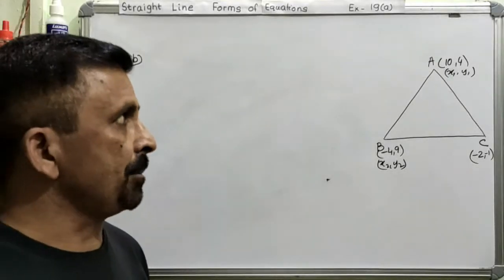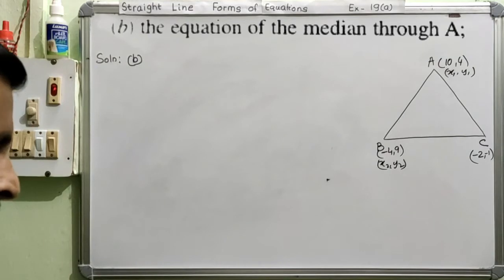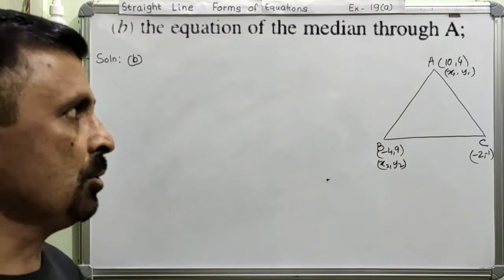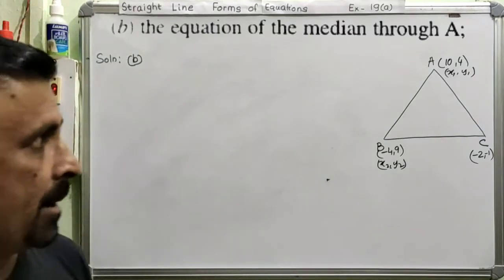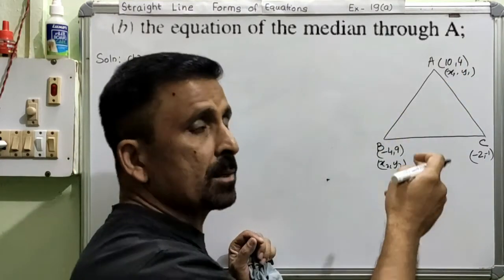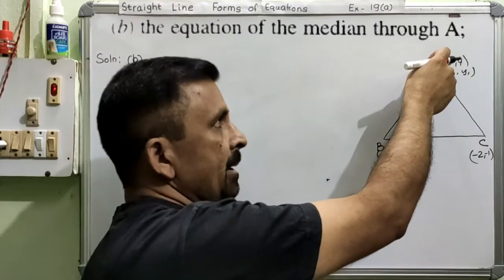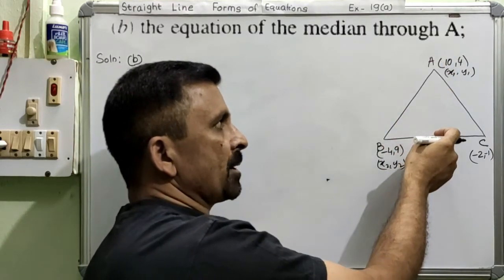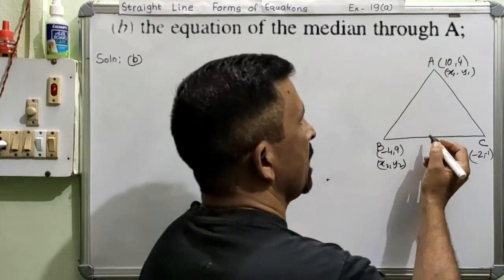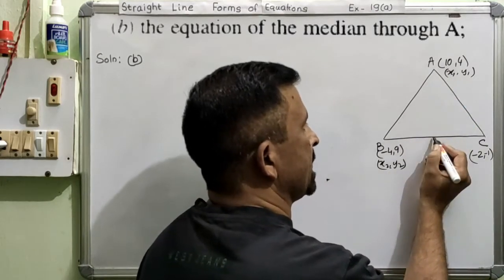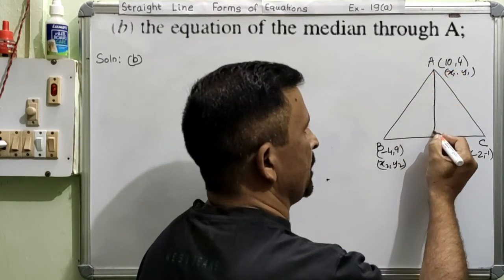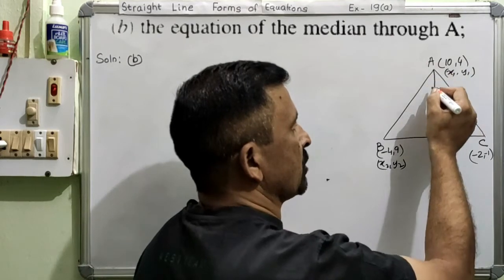Now question number 11, part B. In part B, we have to write the equation of the median through A. You know what a median is? A median is a line. Since we have to find the equation of the median through A, we have to take the vertex A. When this vertex A is joined with the midpoint of the opposite side, that is called the median through A. So you have to have the midpoint of side BC, and then you can join A to that midpoint, and that will be your median. We are supposed to write the equation of this median.